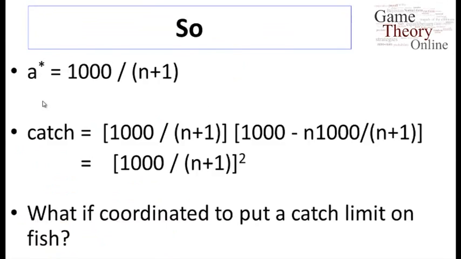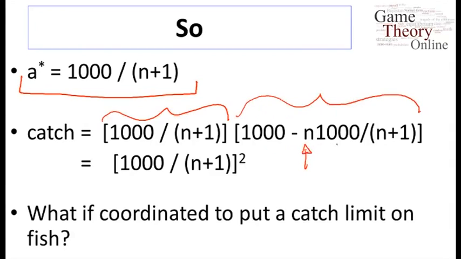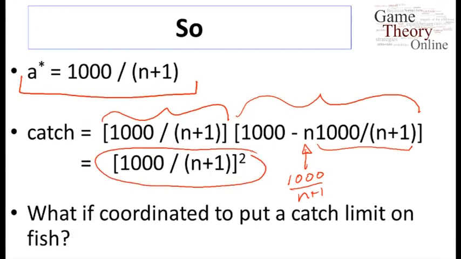Okay, so we have the symmetric Nash equilibrium action of 1,000 over n plus 1 for each fisherman. So when we look at the total catch for a fisherman, they're each fishing 1,000 over n plus 1, and then that is times the stock, which is 1,000 minus the total number of fishermen times how much each fisherman is fishing. So the stock is 1,000 minus n times 1,000 over n plus 1, which is equal to 1,000 over n plus 1. So when we multiply this times the stock, we end up with 1,000 over n plus 1, squared.